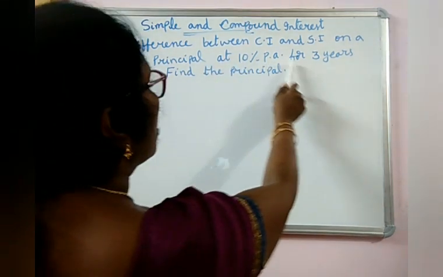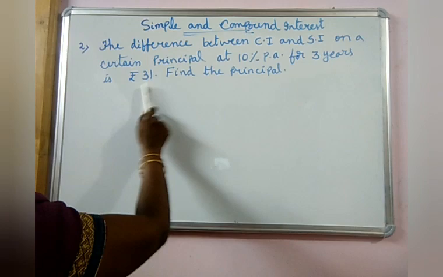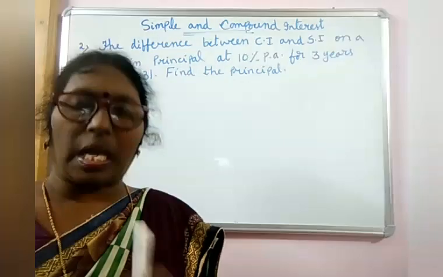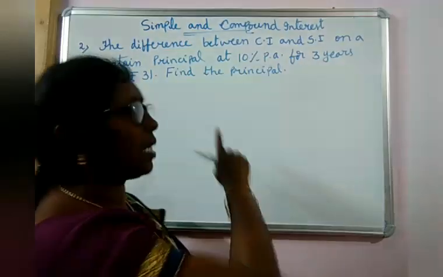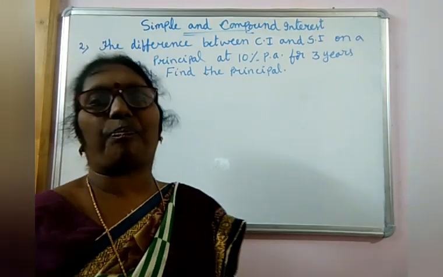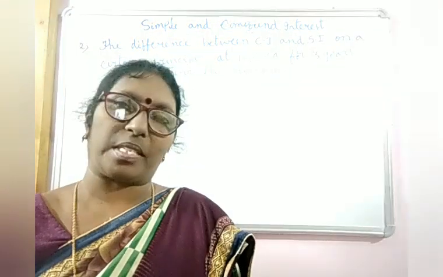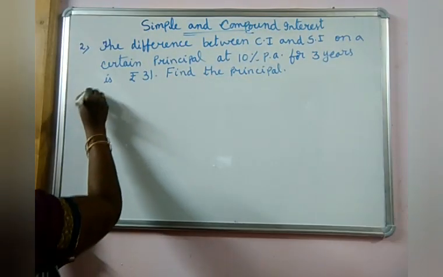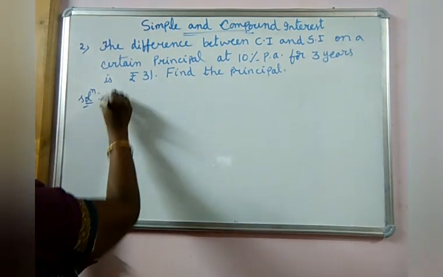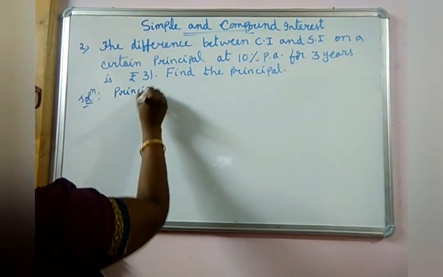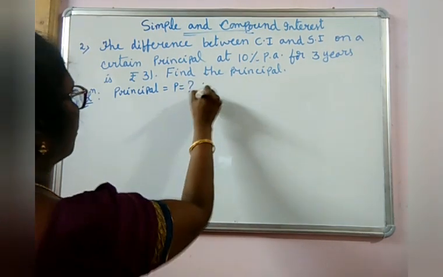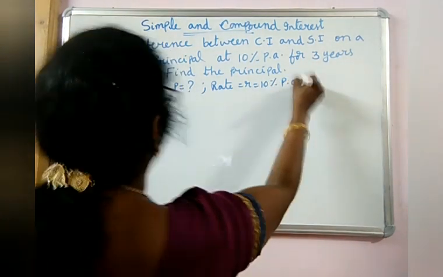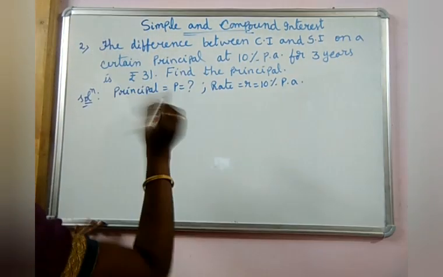The second question: the difference between compound interest and simple interest on a certain principal at 10% per annum for 3 years is 31 rupees. Find the principal. We don't know the principal, but the difference between compound interest and simple interest at 10% per annum for 3 years is 31 rupees. Then you have to find out the principal. Principal P we don't know. Rate R equal to 10% per annum, and the difference between CI and SI is 31 rupees.